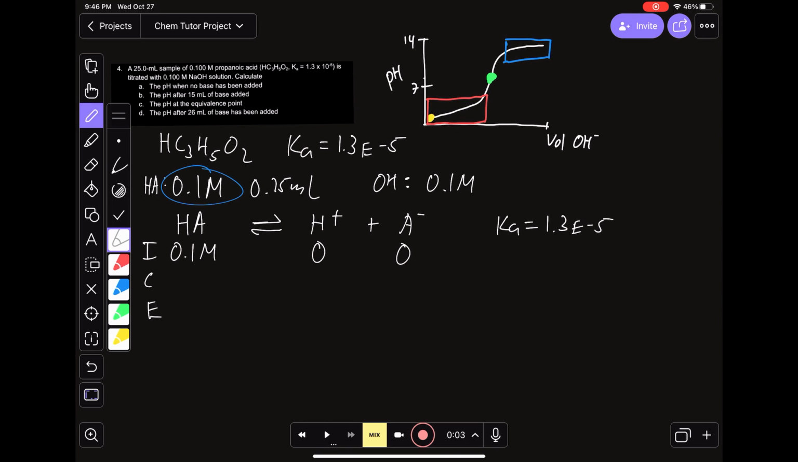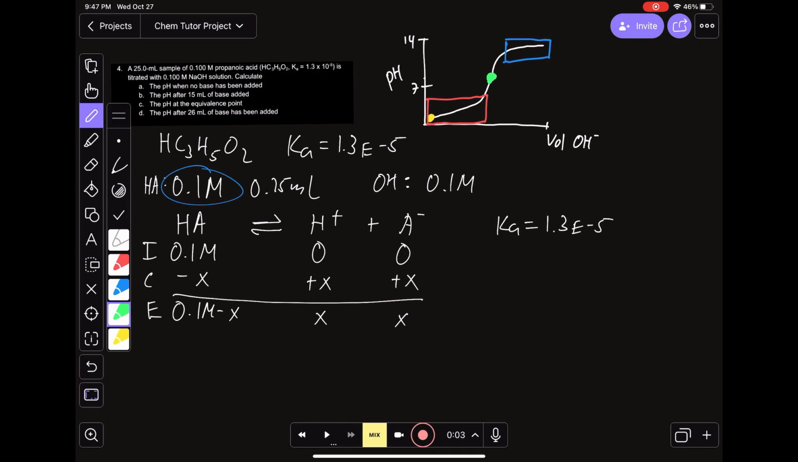Now, what's the change that's going to happen? Well, the reaction is going to shift towards the right, meaning that less acid, and we'll be making more protons and conjugate. So plus X and plus X over here. And for equilibrium, we'll have 0.1 molarity minus X, and H plus will be just X, and the conjugate will also be just X.